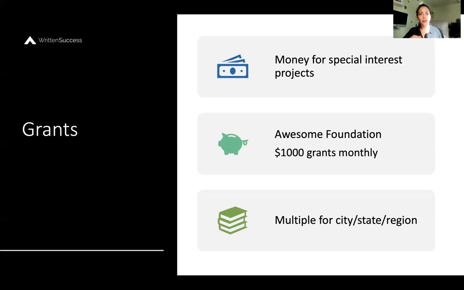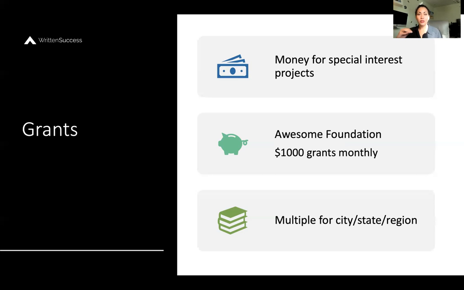There's also more generic grants like the Awesome Foundation. They do $1,000 grants every month by location, and it's just kind of what idea they see as cool. It's so informal, and their application process is really crazy simple. It's just, tell us about your idea, and we'll give you a $1,000 grant if we like it. Super simple, and you can apply over and over again too, which is really neat. So that's one of my favorite foundations.